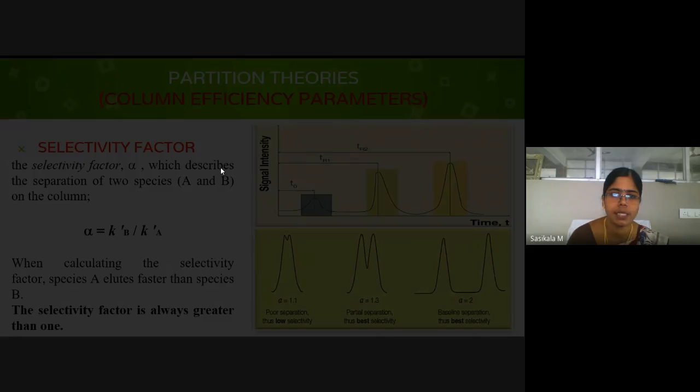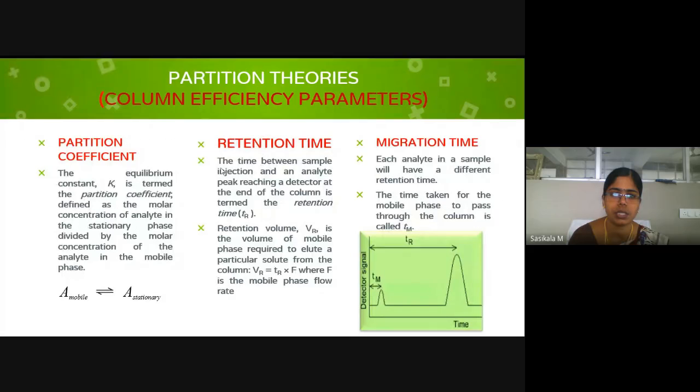So what are all the parameters we have discussed till now under partition theory? First, partition coefficient, that is the distribution of analyte between two immiscible phases, stationary and mobile phase. Then retention time, that is the time taken by the analyte from sample injection to reach the detector, or we can consider this as 50% elution. The sample has reached 50% elution from the column, or reached peak maxima in the chromatogram, is called retention time. The unit for retention time is minutes.